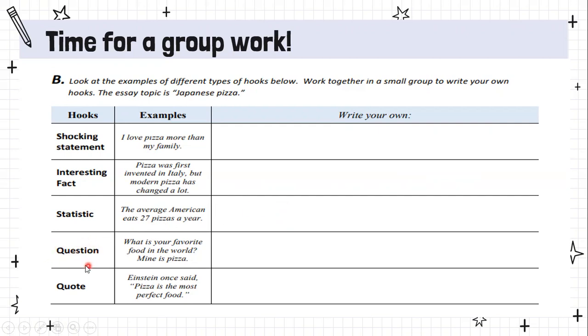Then you can ask a question. What's your favorite food in the world? Mine is pizza. So all these are hooks that I can write to introduce my narrative. So write your own question. And the fifth is a quote. Einstein once said, pizza is the most perfect food. So you see, here you can practice writing a hook.